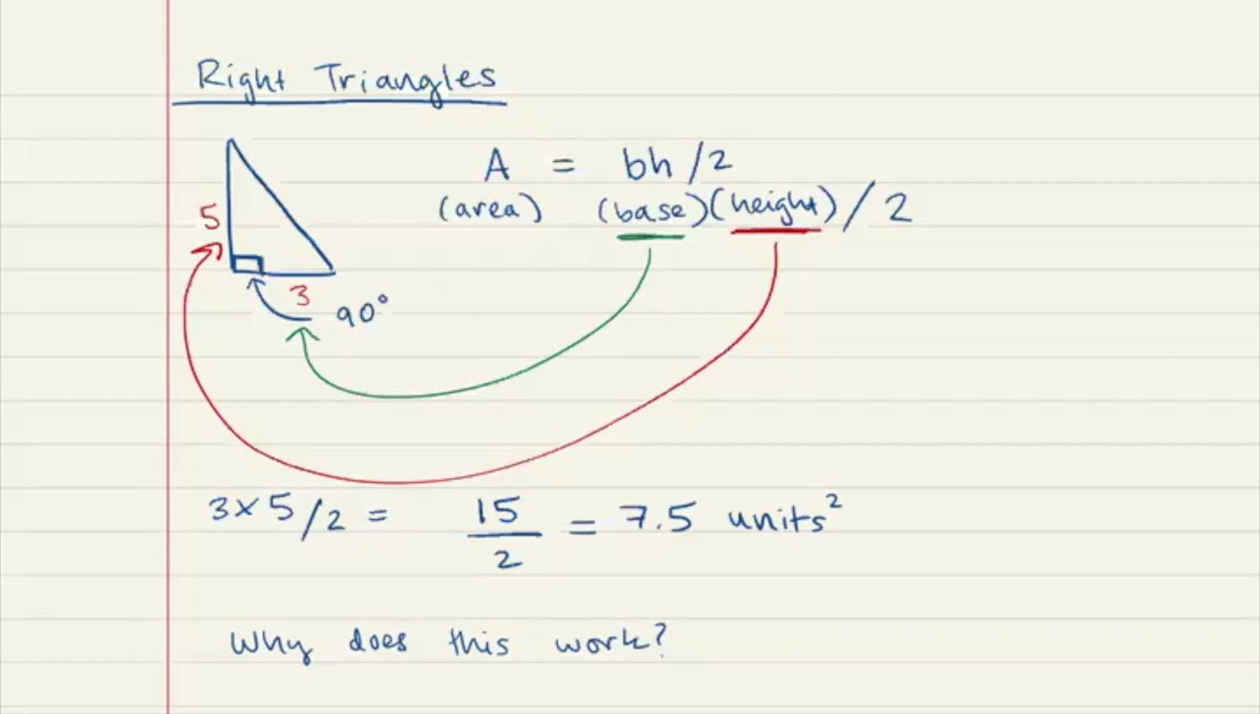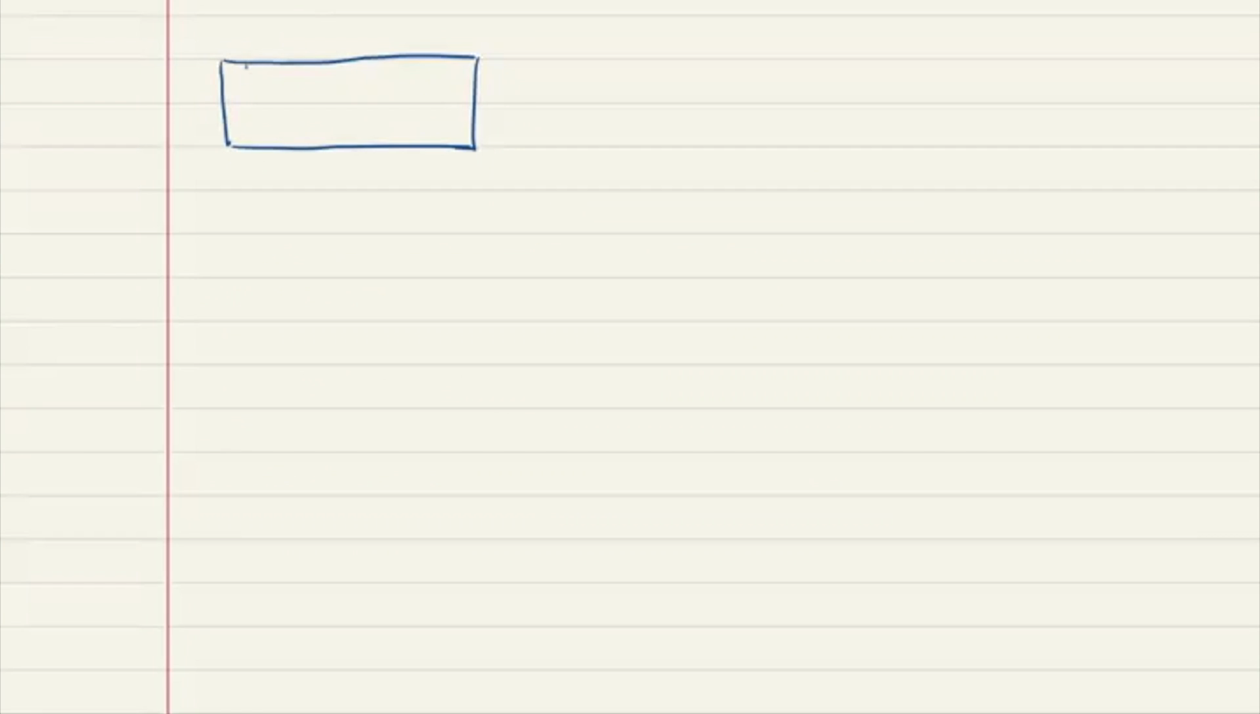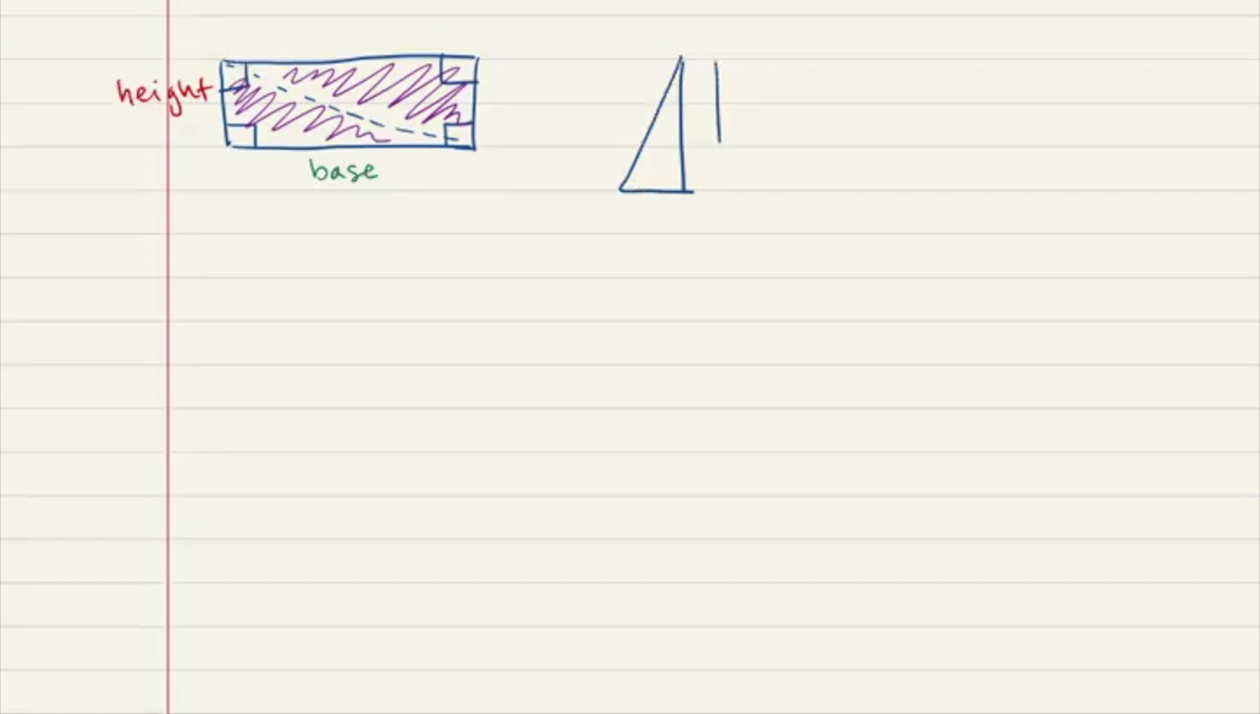So why does this work for right triangles? Let's take a look. Suppose we have a rectangle with 4 90-degree angles, and we draw its diagonal. We break it up into 2 right triangles. Let's call this the base of the rectangle, this the height of the rectangle, and shade the area of each triangle in purple. Note that the area of the 2 triangles must be the same because we broke the rectangle by its diagonal, which means each side is symmetric.